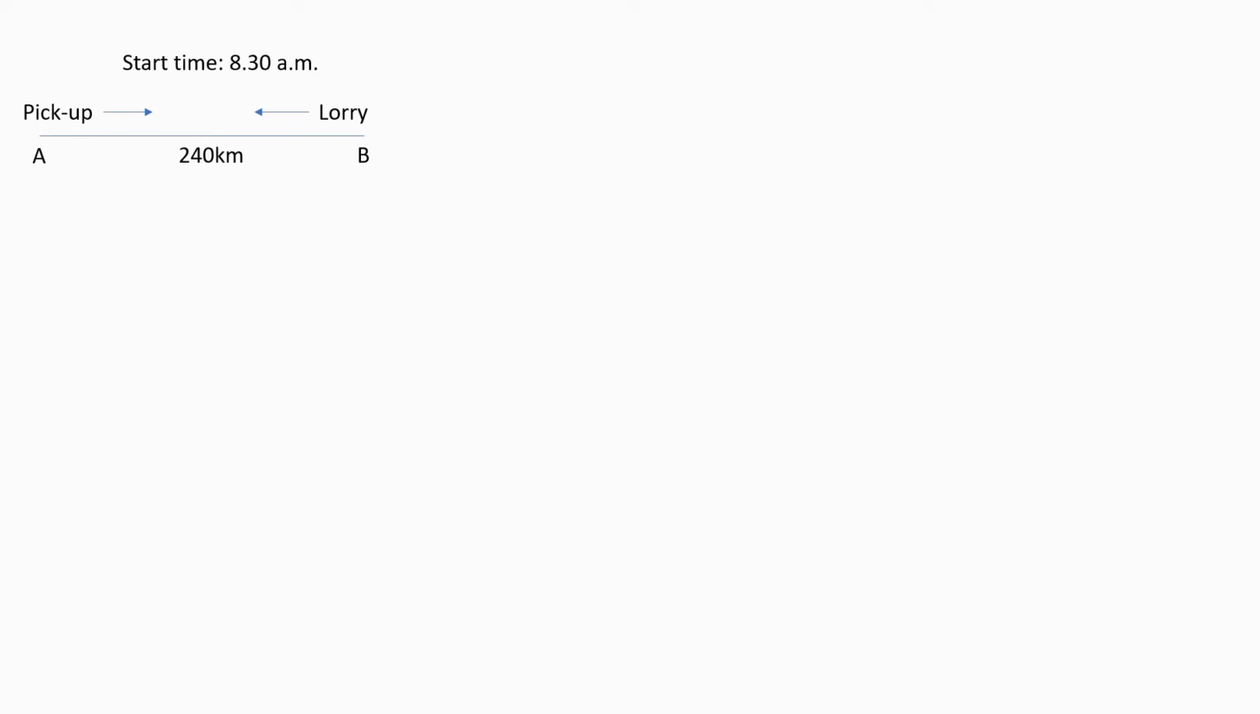So we have the pickup starting from town A and the lorry starting from town B. The total distance between A and B is 240 kilometers and they both started at 8:30 a.m. From part A2, the speed of the lorry is 60 kilometers per hour and the speed of the pickup is 80 kilometers per hour. So we are going to let the time taken before the two meet equal y, and we know that distance is equal to speed times time.